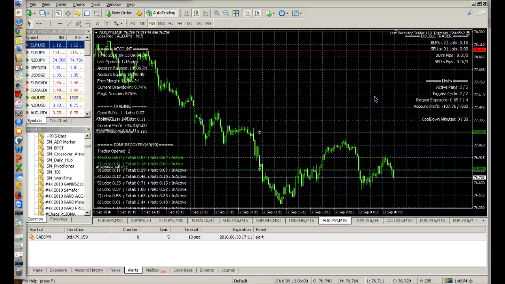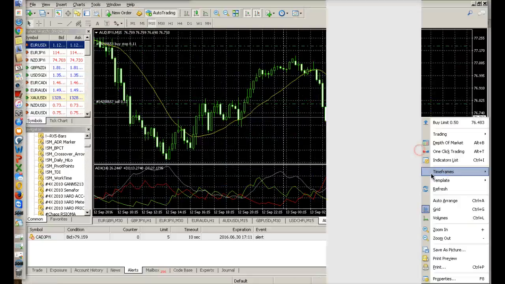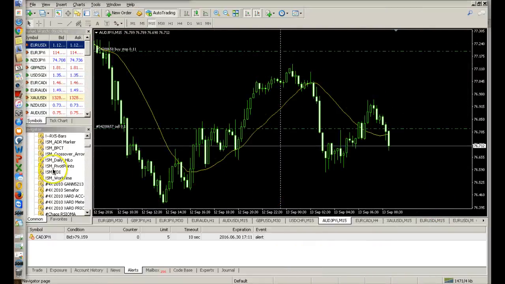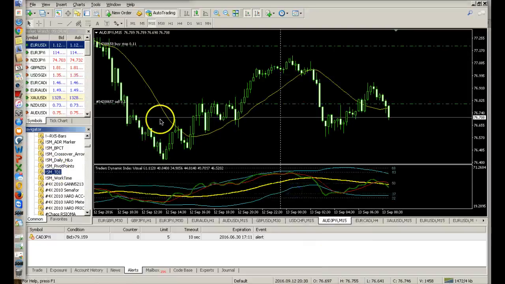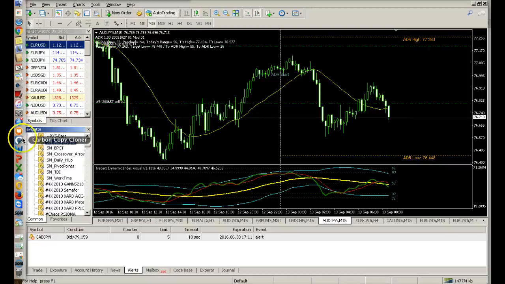Alright, and we got AUD, JPY. Let's look at this. We got ADR. This is the average daily range. So, see it coming back down here. This would be a good buying opportunity.